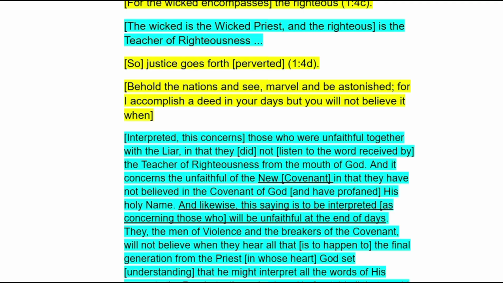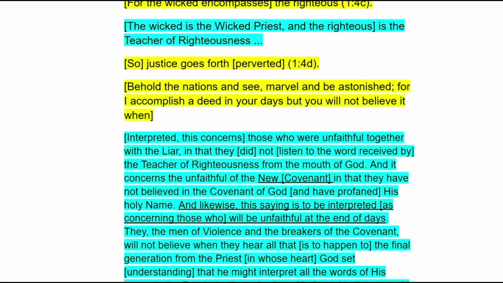They, the men of violence, and the breakers of the covenant, will not believe when they hear all that is to happen to the final generation from the priest, in whose heart God set understanding, that he might interpret all the words of his servants the prophets, through whom he foretold all that would happen to his people and his land.